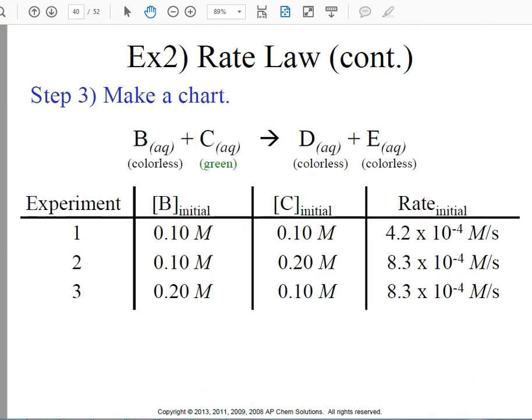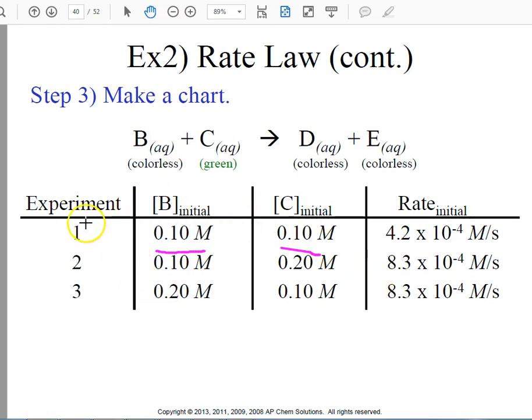So here we have a chart. We have our initial concentration from B and C for all 3 trials. They gave us this information. And then we have our rates that we just figured out. Okay, and we're trying to figure out the rate law.